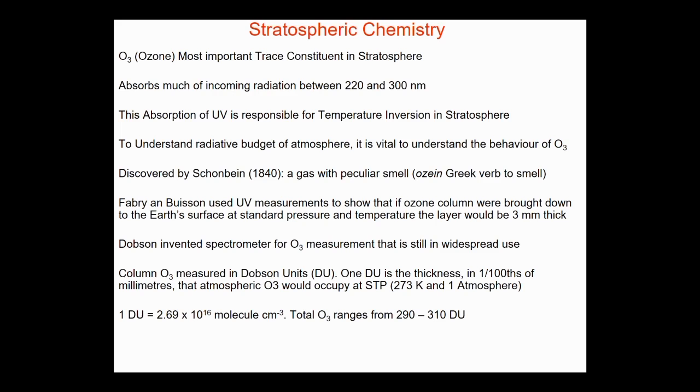It's a monumentally stupid unit, but nevertheless, that's the unit that's used. Okay? So if you can imagine collecting all the ozone molecules in the column, bringing them all the way down to the surface, displacing all of the nitrogen and oxygen that's there, and filling it with neat ozone at standard temperature and pressure, then the Dobson unit is the thickness of that layer measured in hundredths of millimetres. And typically, the layer is 3 millimetres thick. That's what Fabry and Buisson showed. So the Dobson unit ranges typically from 290 to 310 Dobson units.